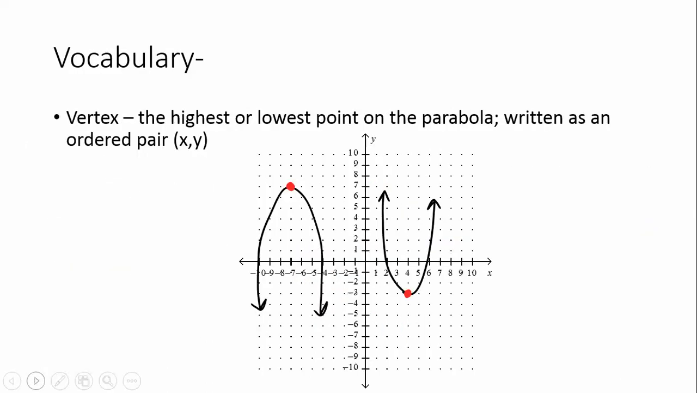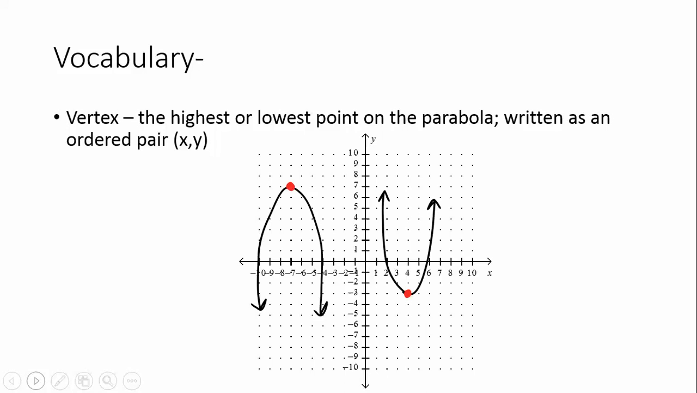So now we can identify quadratic functions based on an equation or based on a graph. Now we want to talk about all of the different pieces to the graph of a quadratic function, because there are a lot of them. The first vocab term is vertex, and the vertex is the highest or lowest point on the parabola, and it's written as an ordered pair.